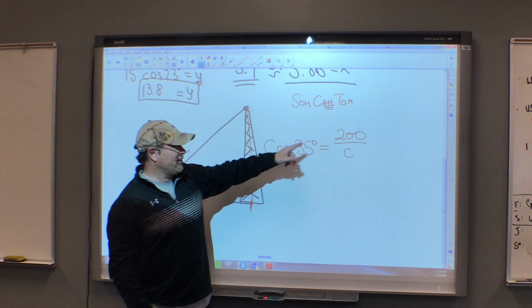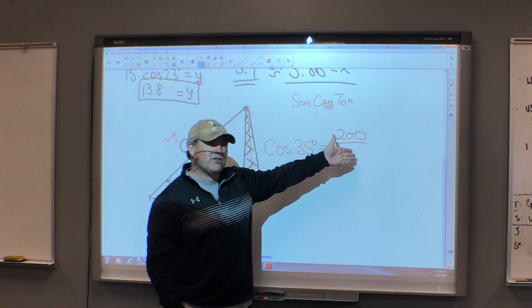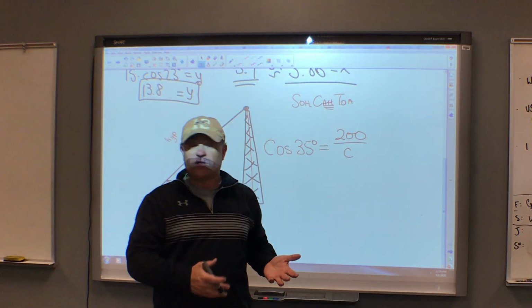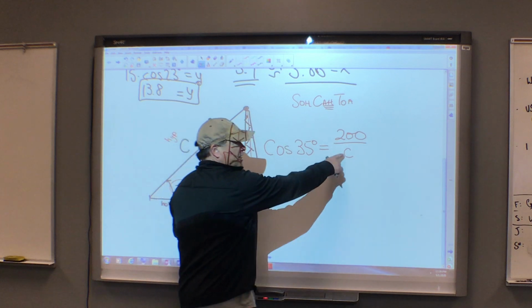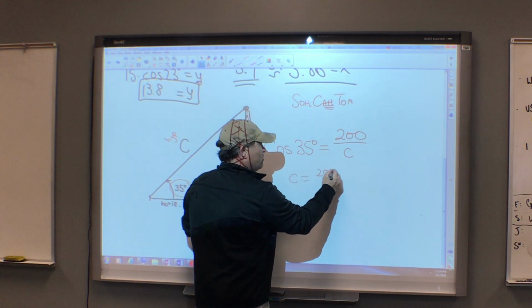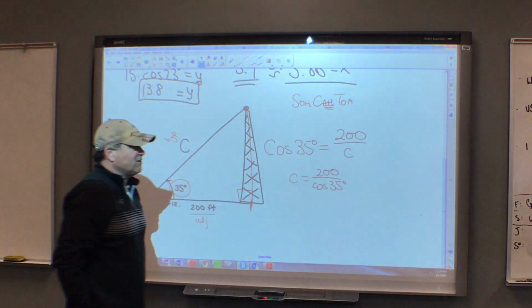So now your C is over there and it's not there anymore. Divide both sides by cosine 35, so cosine 35 ends up in the denominator there. I would really just appreciate it if you just said, oh, unknown in the denominator, flip-flop these. C is 200 divided by the cosine of 35 degrees.